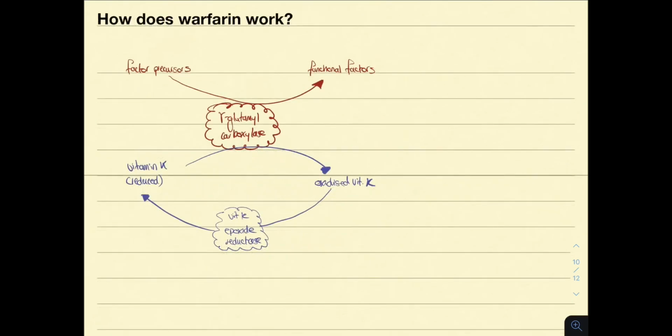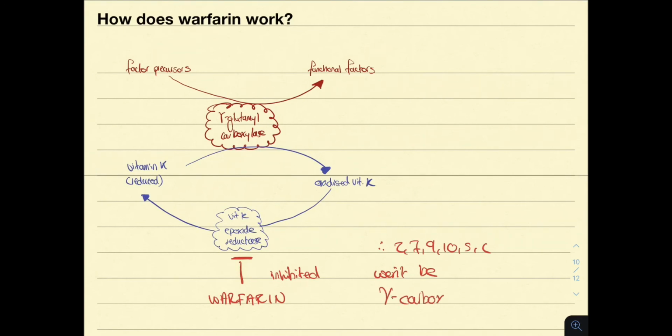We can also ask, how does warfarin actually work and where does it act? Well, warfarin is a vitamin K epoxide reductase inhibitor. So basically it prevents the reduction and recycling of vitamin K, so less factors are being produced. We shall discuss warfarin later in the haematology pharmacology series.